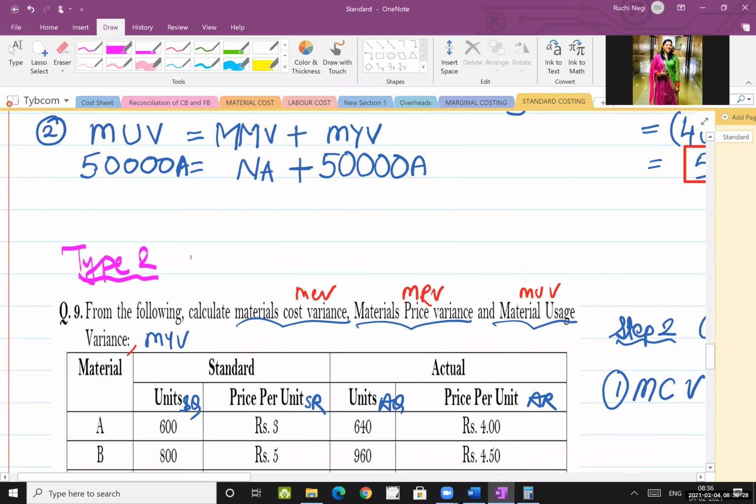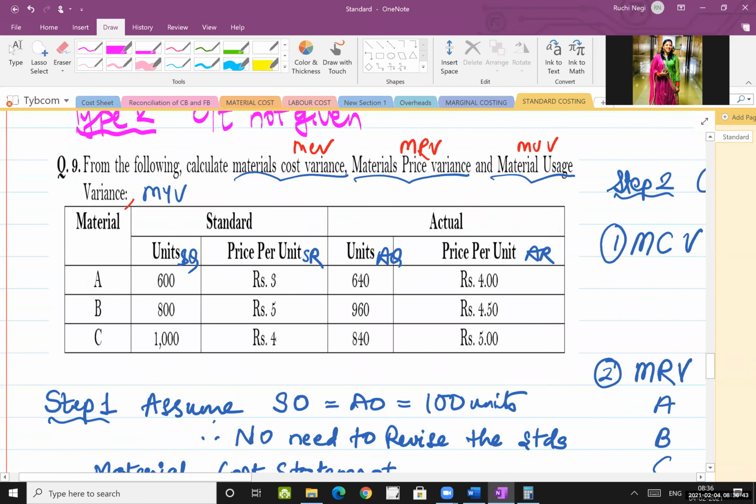Where output was not given. Output not given. So what we did, we assumed it to be equal.